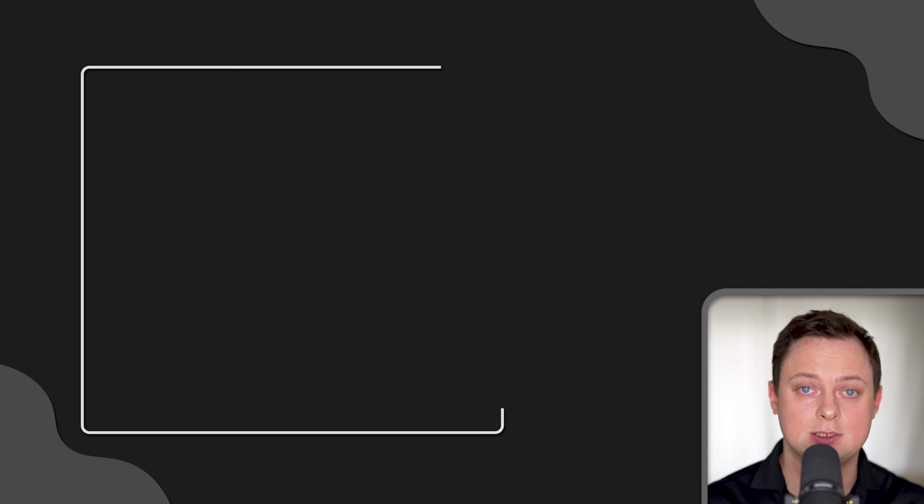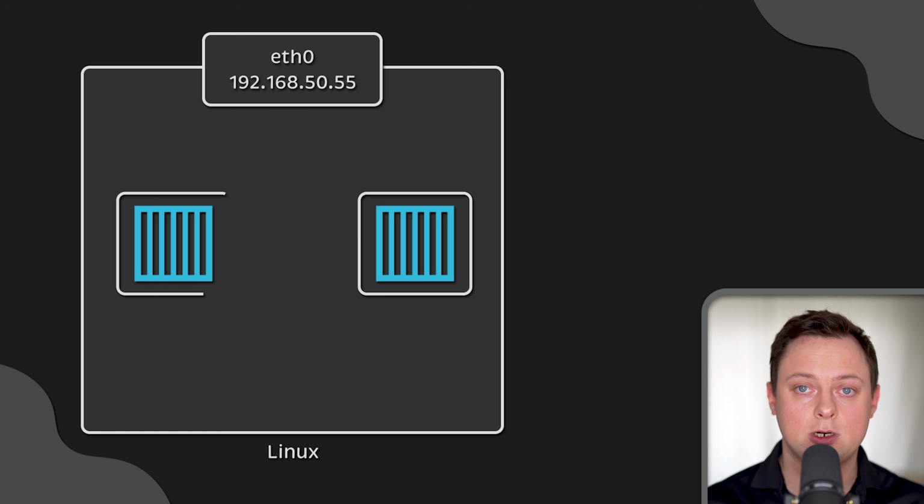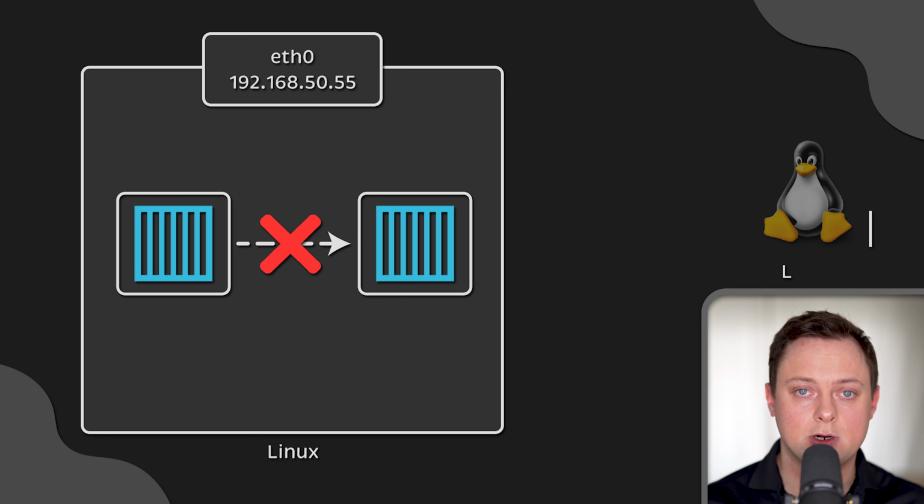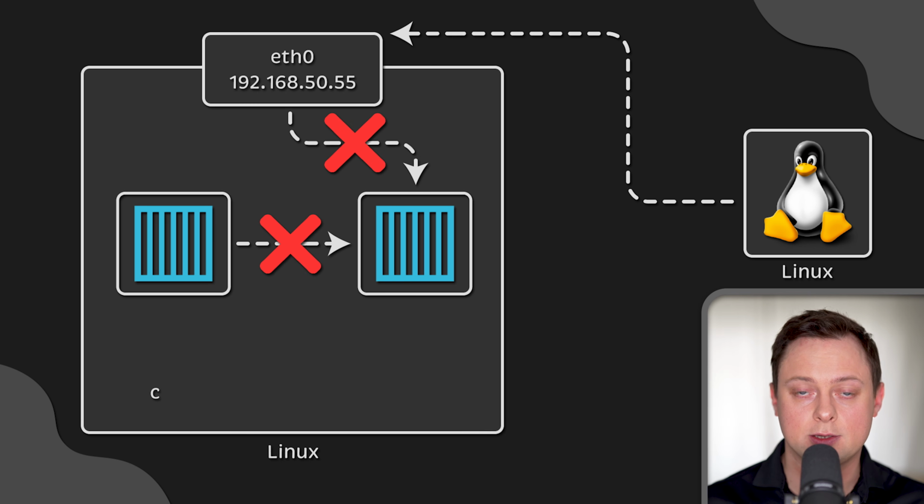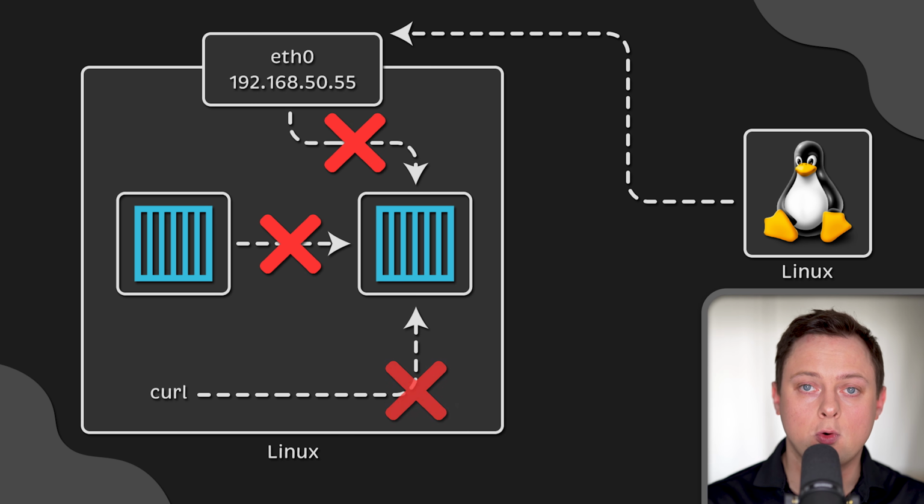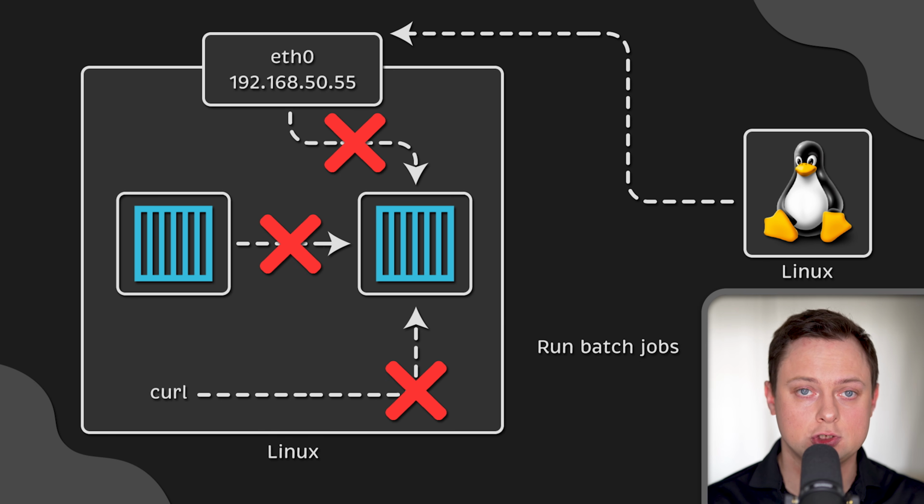The next type is none. This completely isolates the container from the host and other containers running on that server. When you use this option, only the loopback interface will be created for the container. You won't be able to publish or forward any ports. This mode can be used, for example, to run batch jobs or some kind of data processing pipelines.